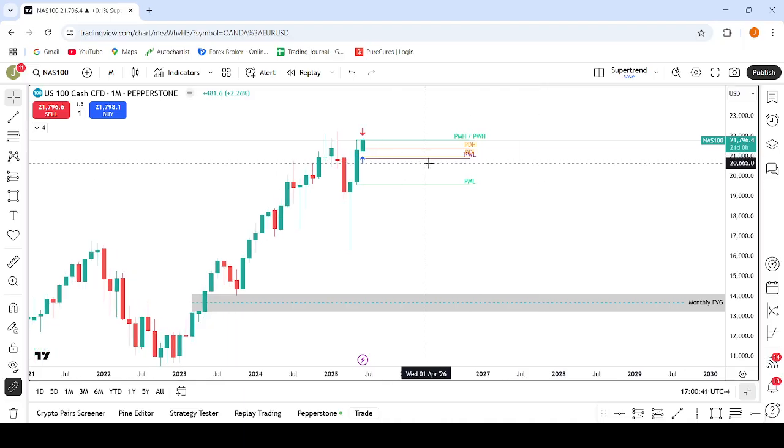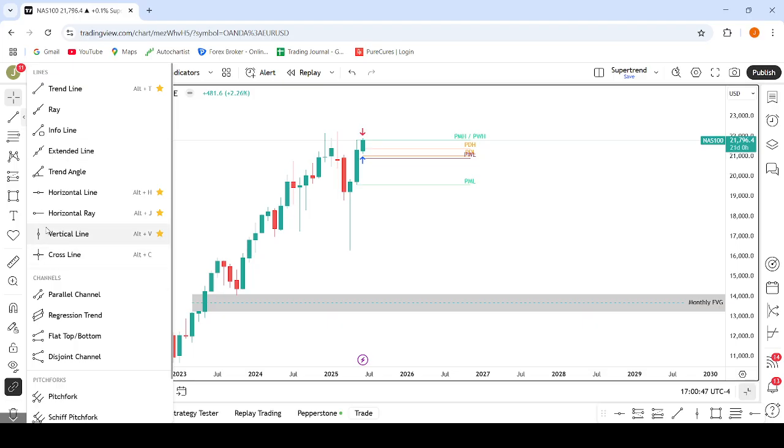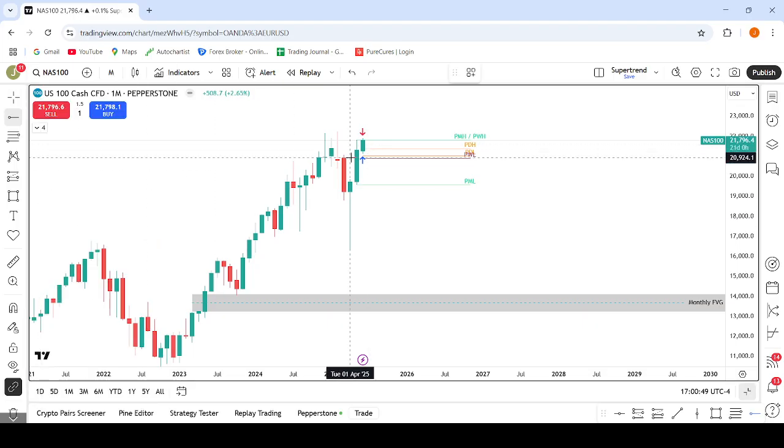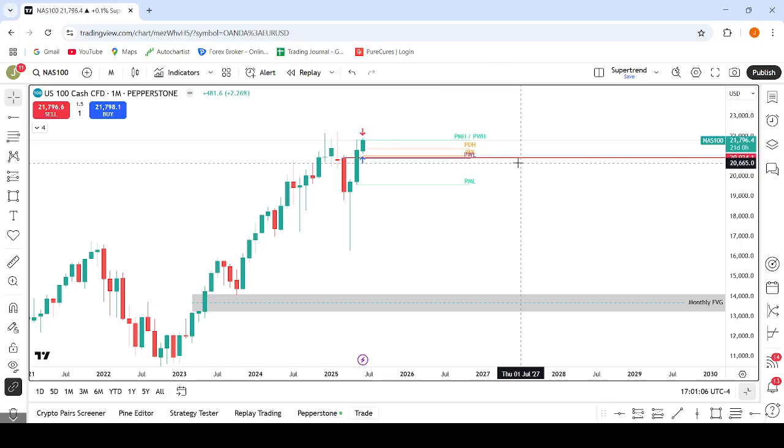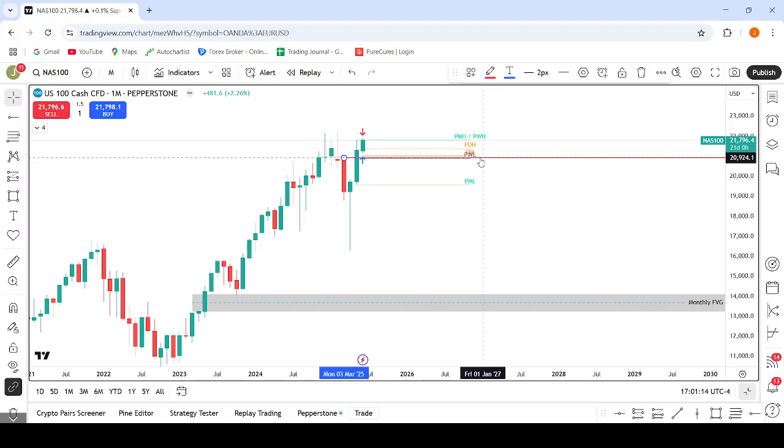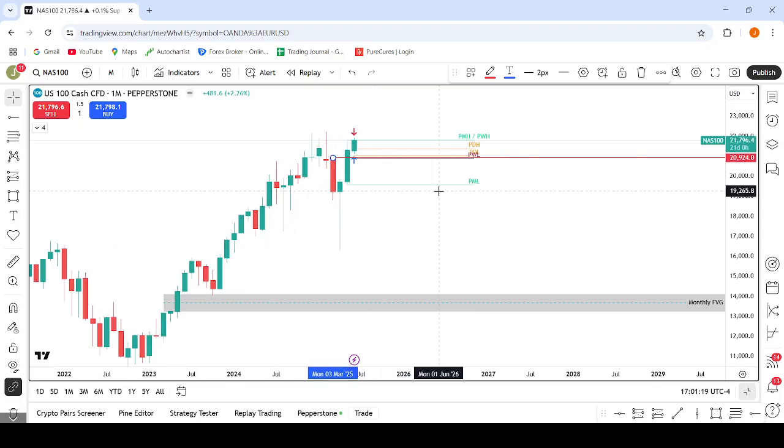It's too much. I will, however, mark up the open of this down candle, which I believe could be a monthly order block, and the reason being is because it lines up with the previous week's low as well. So I kind of feel like if it comes here, we should get a strong reaction.